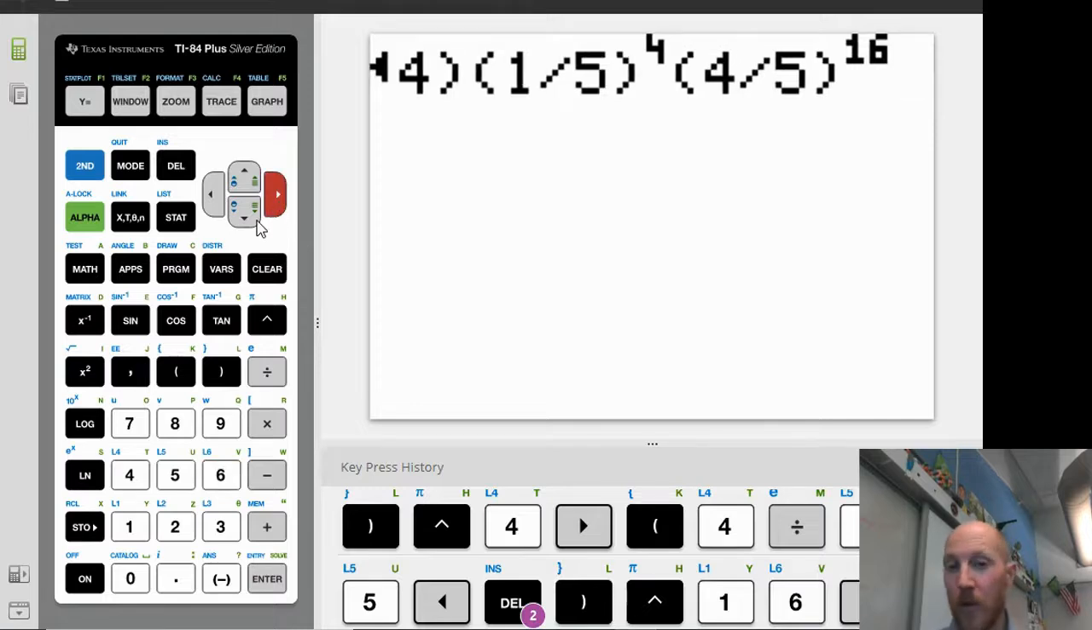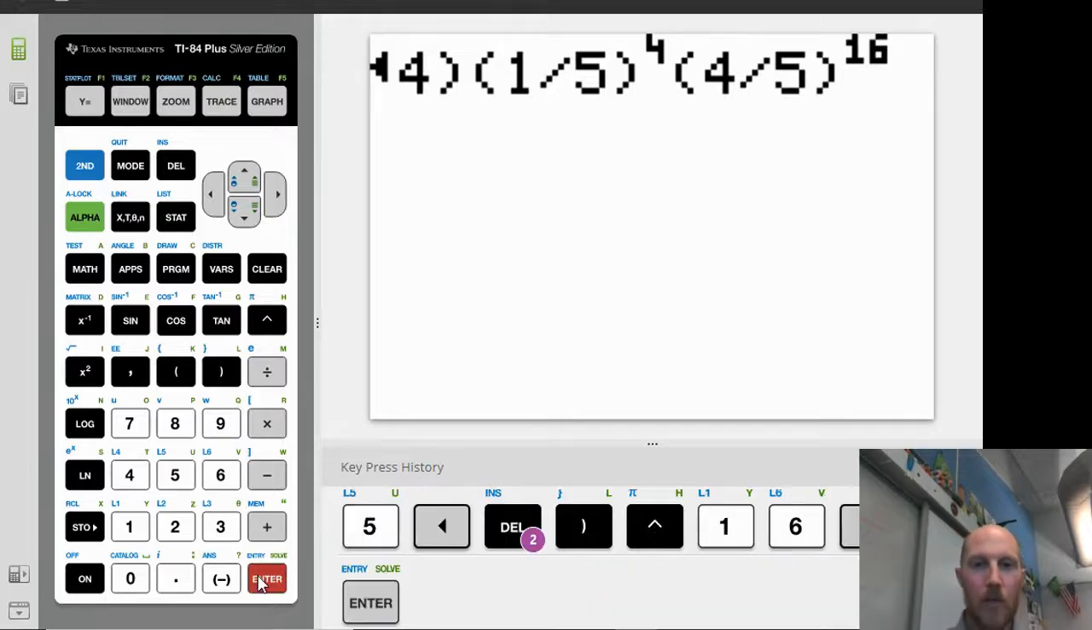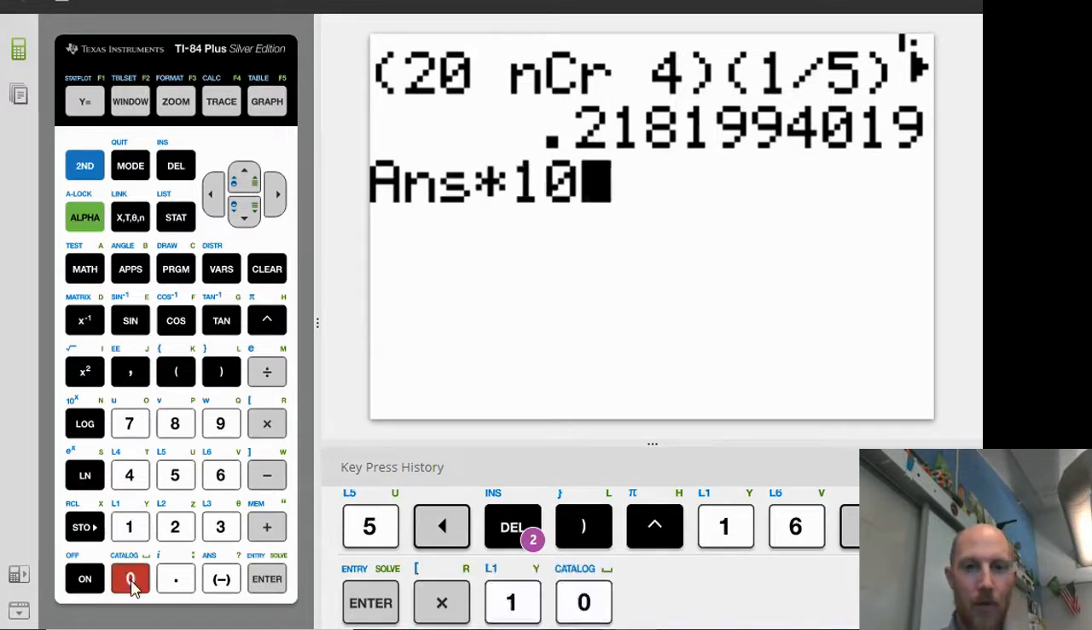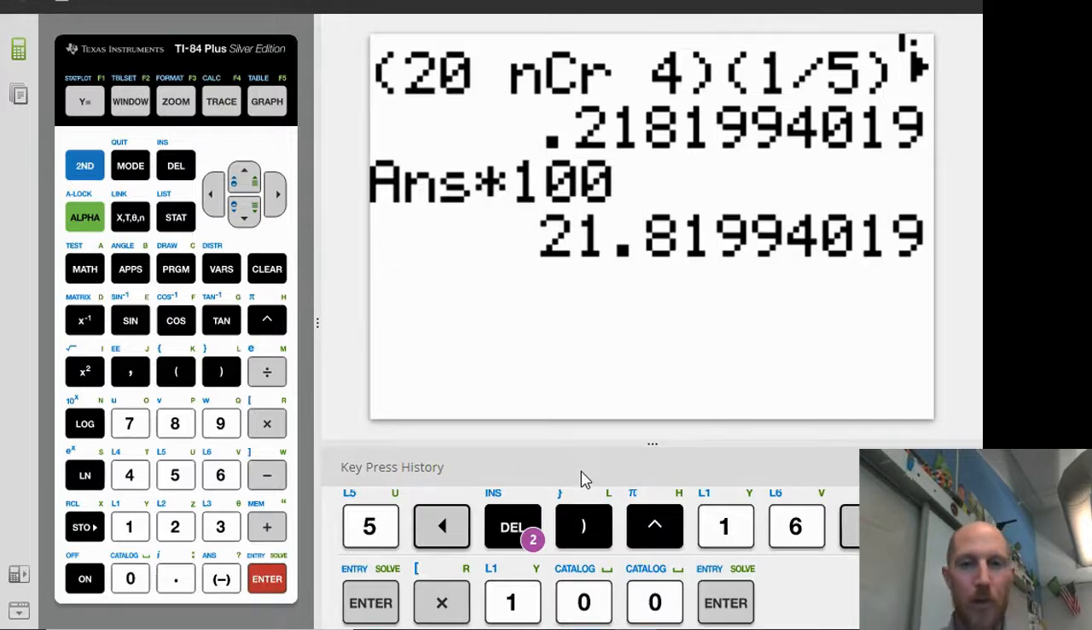Okay, so if you want to put times 100, that'll give you the percent. If you want to not put the times 100, it'll give you the decimal. I'm just going to leave it as the decimal. So I should get 0.218199, blah, blah, blah, okay, whatever. And if I change my mind and decide that actually I do want to get the percent, I just hit times 100 now. So 21.8% is the probability that I would get exactly 4 questions correct purely by guessing.